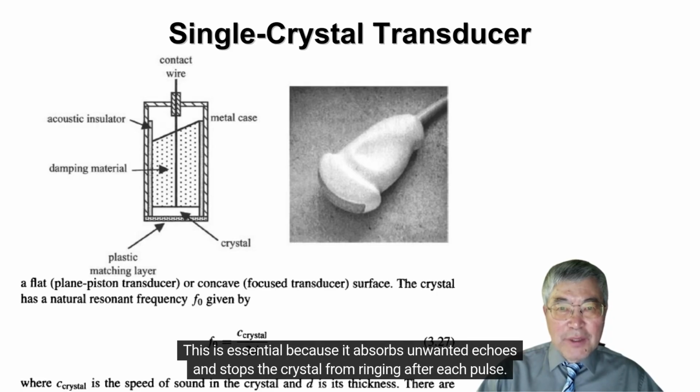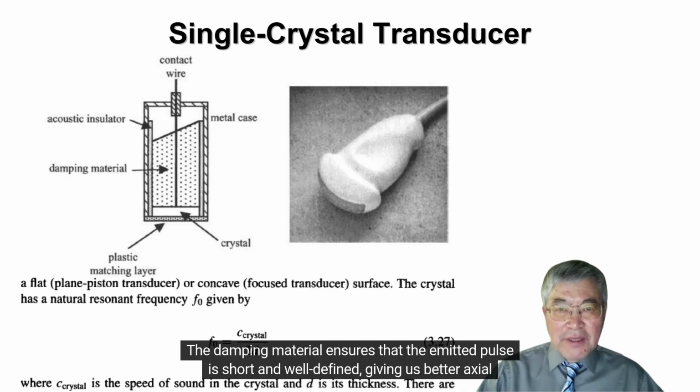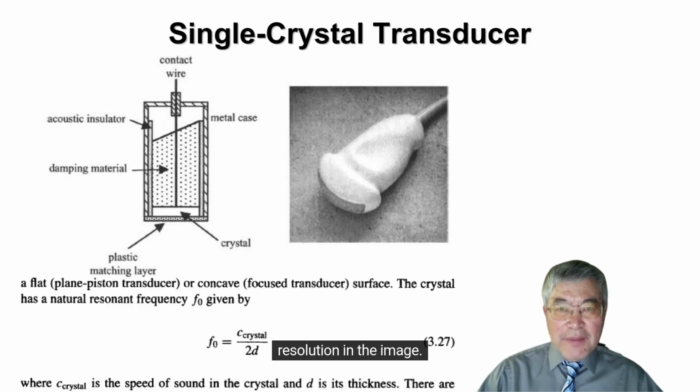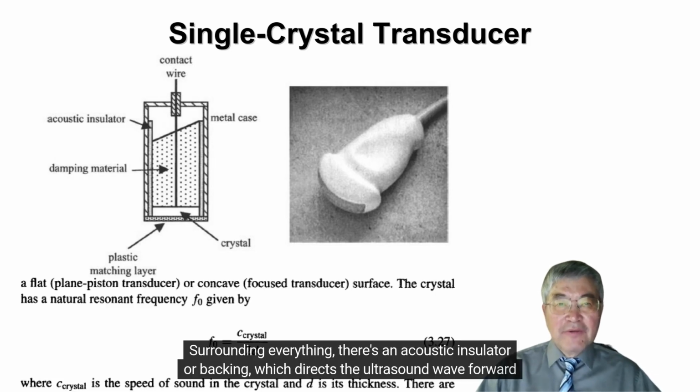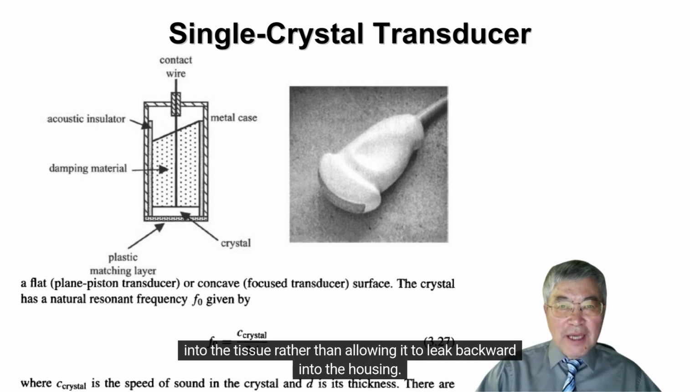This is essential because it absorbs unwanted echoes and stops the crystal from ringing after each pulse. The damping material ensures that the emitted pulse is short and well-defined, giving us better axial resolution in the image. Surrounding everything, there's an acoustic insulator or backing which directs the ultrasound wave forward into the tissue rather than allowing it to leak backward into the housing.